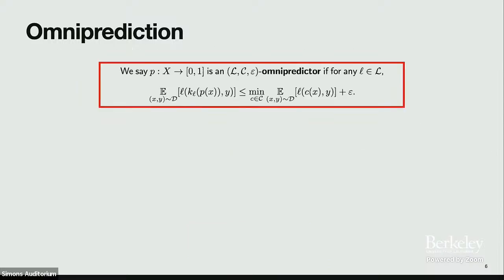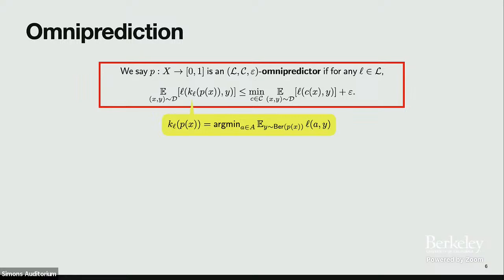Formally, we say a predictor is an omnipredictor if for any loss function L from a family of loss functions, the expected loss achieved by k_L of p(x) is upper bounded by the expected loss achieved by any hypothesis c in a hypothesis class C, plus some small error epsilon. And here, this k_L function plays the role of the post-processing procedure. And it is indeed extremely simple.